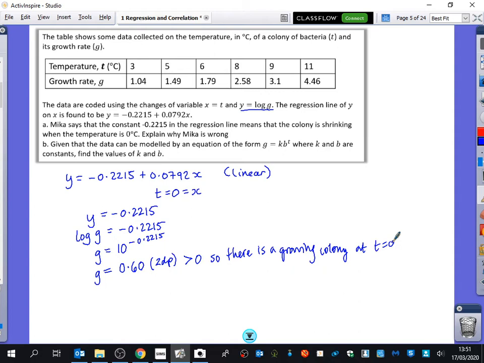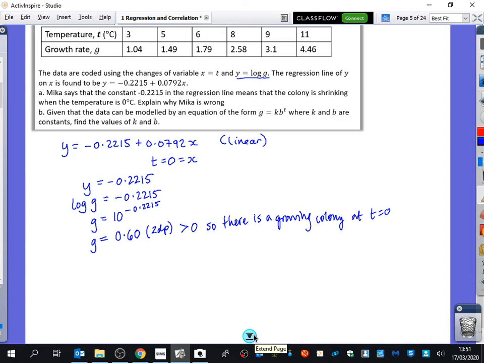It then says, given that the data can be modeled by an equation in the form g equals k b to the t, where k and b are constants, find the values of k and b. Really, what it's saying here is find out the growth as a function of time. Don't worry about the k and the b for a second. At the moment I've got something that is in terms of y and x, I have got that y is a function of x. I actually want to find out g as a function of time. So you're just going to substitute in some different things.